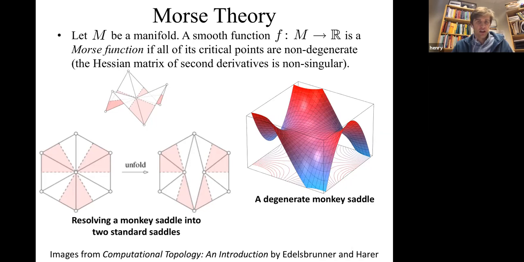So on the left, on the top, we have a monkey saddle. The pink regions are the regions where our function is decreasing. It's called a monkey saddle because the saddle has room not only for the two legs of the monkey, but also for the monkey's tail. And then on the left, on the bottom, we see how we can perturb this function just a little bit in this discretized context. And the monkey saddle, the vertex in the middle, splits into two saddles that are standard saddles with two regions that are decreasing on either side of the standard saddles, one for each leg.